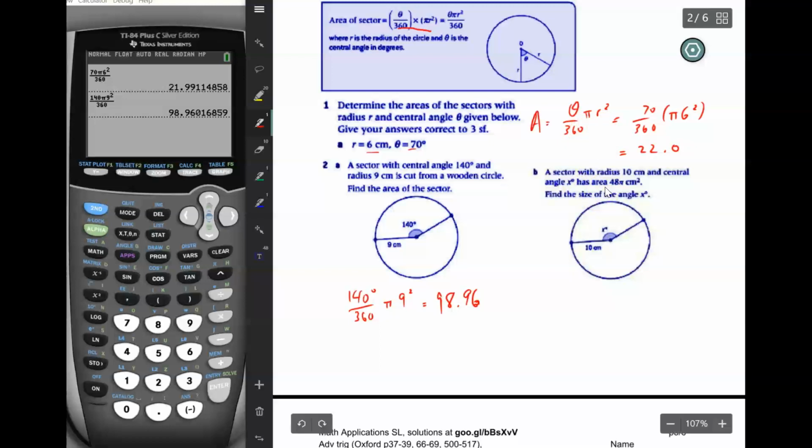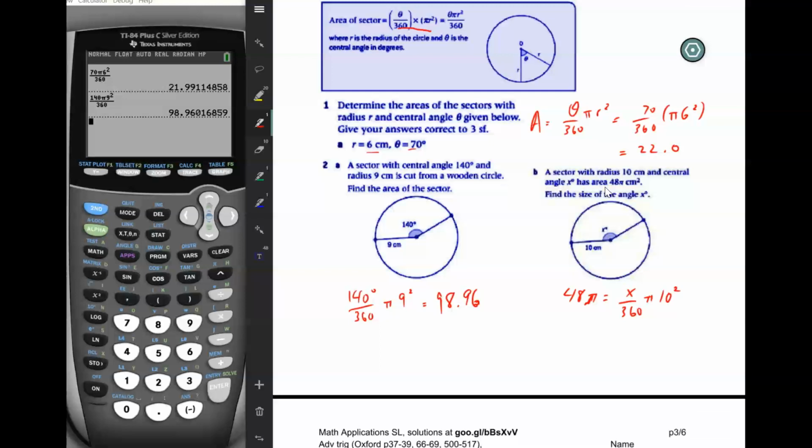So instead, what we do is we plug the area into A, 48 pi, and then we set that equal to x over 360 times pi, and then instead of r squared, we're going to put 10 squared. Okay? And so now we got 48 pi equals x over 360 times pi times 10 squared.